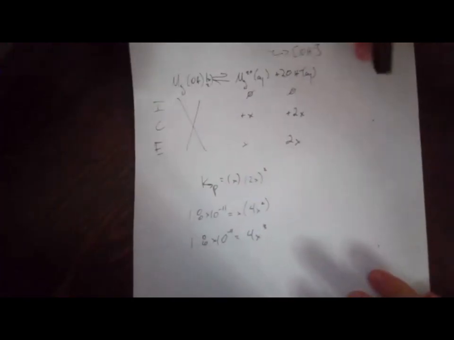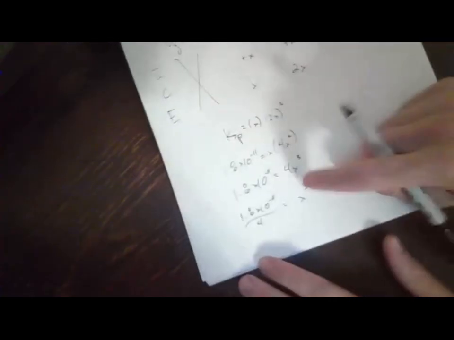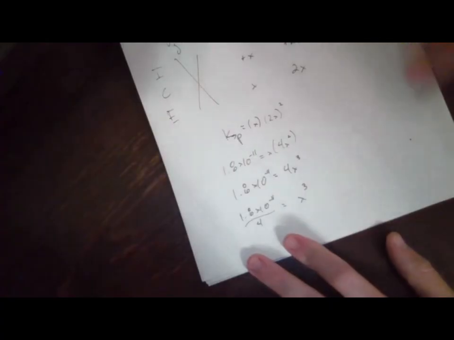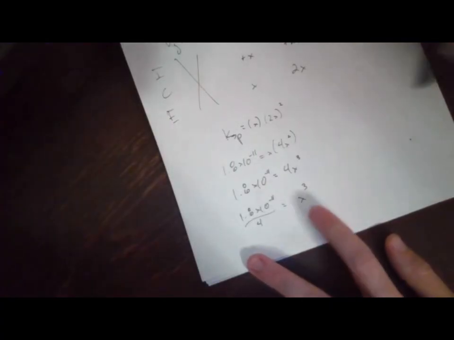I want a hydroxide concentration, so I need to solve for x. So I can divide by 4. Then I need to get rid of this third power. So what I can do is take the third root of both sides, similar to a square root, but it's to the third power. Cube root would be another name for it. And I would get that x is the third root of 1.8 times 10 to the negative 11 divided by 4.